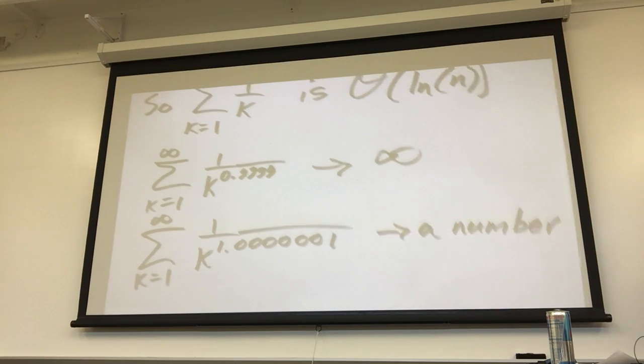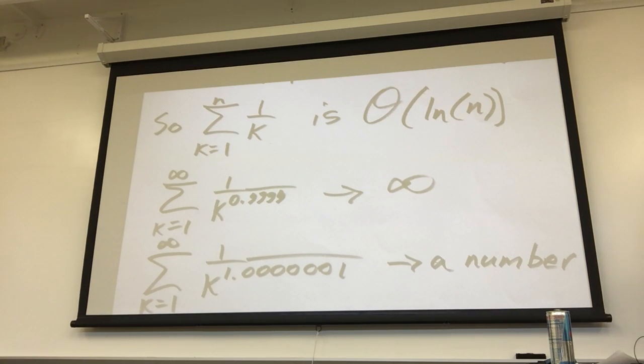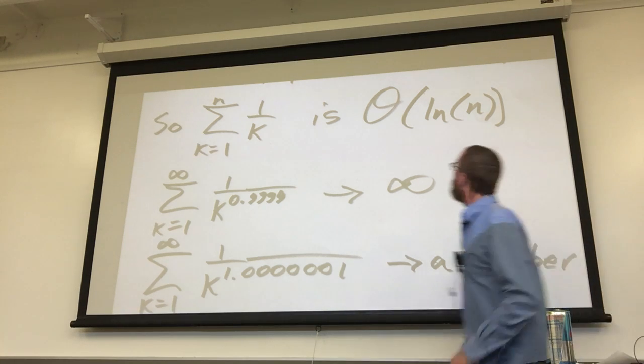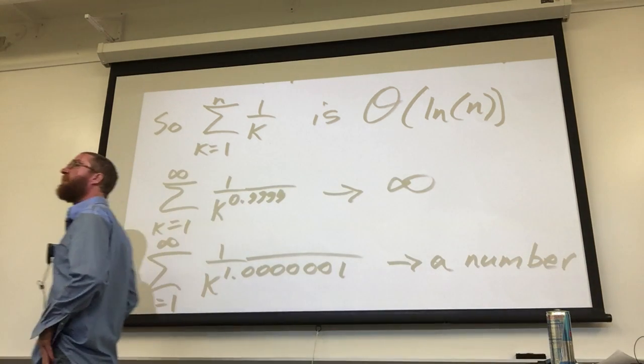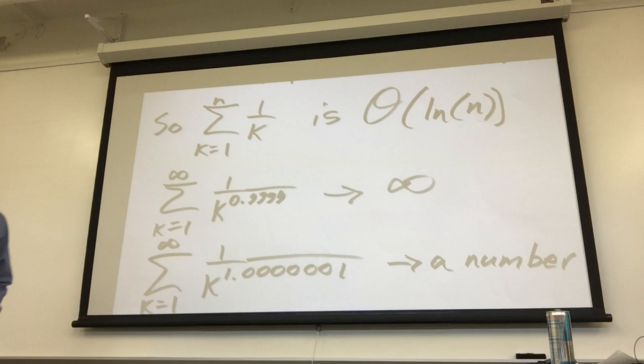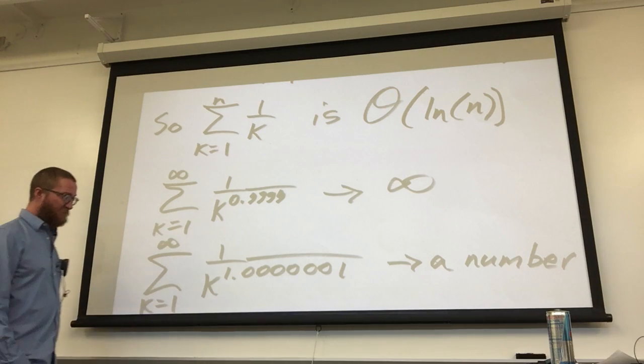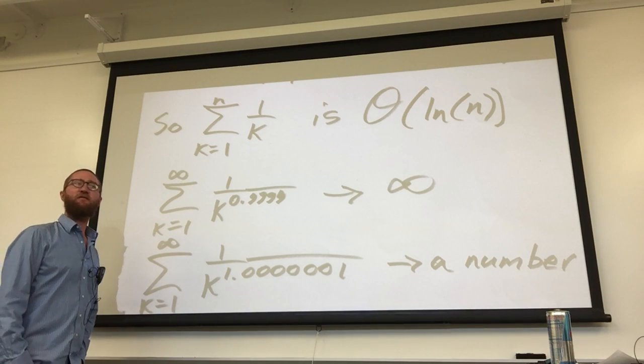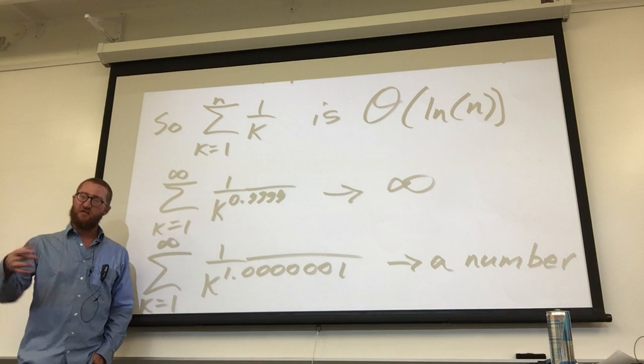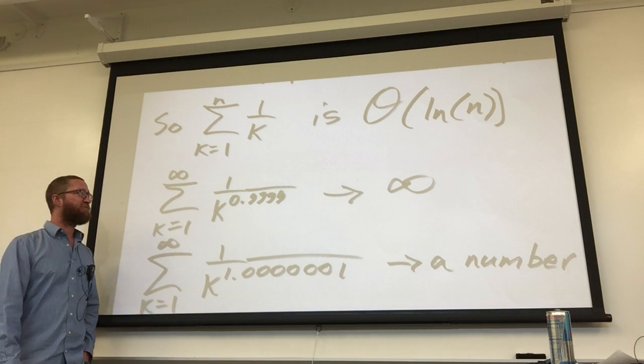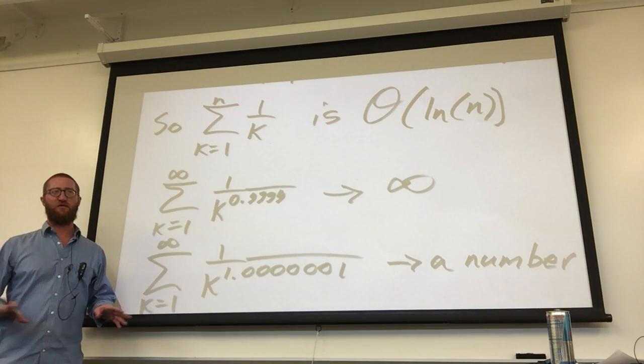So that's why when we talk about the big theta notation of the harmonic series, and we say, oh, the big theta notation of the harmonic series is big theta of the natural log of n, it does tend towards infinity, but it tends towards infinity in like the slowest possible way.